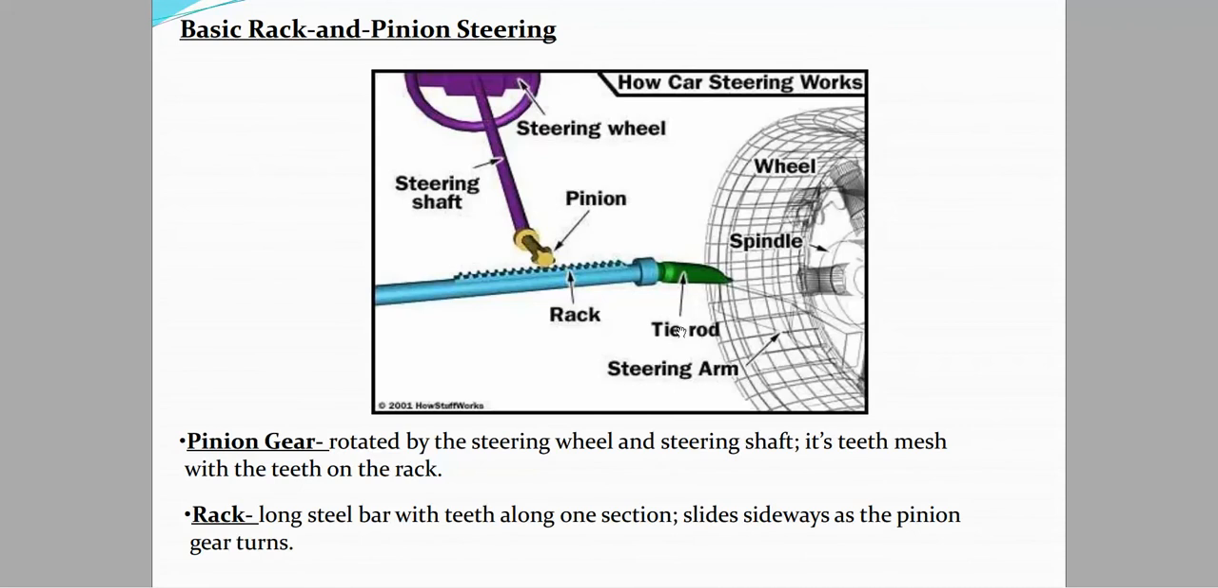Rack and pinion steering has a pinion gear that is rotated by the steering wheel and the steering shaft. Its teeth mesh with the teeth on the rack, and the rack is a long steel bar with teeth along one section, which slides sideways as the pinion gear turns.